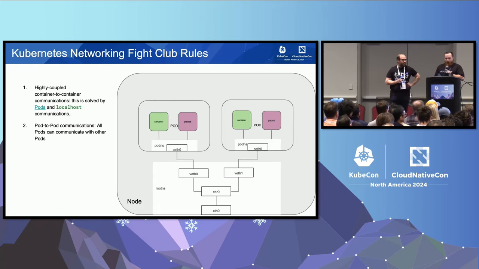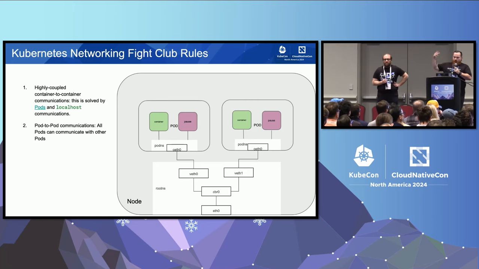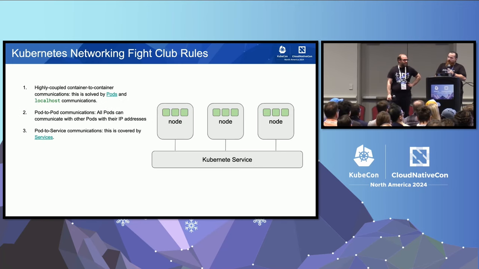Pod-to-pod communication: all pods can communicate with other pods using their own IP addresses. And this is, again, worked through with the vEthernet and the bridging interfaces. We haven't talked about services yet, but how to get pod-to-services communication is covered by Kubernetes Service. So again, that's another abstraction. Ignore the fact that Kubernetes is spelled wrong.